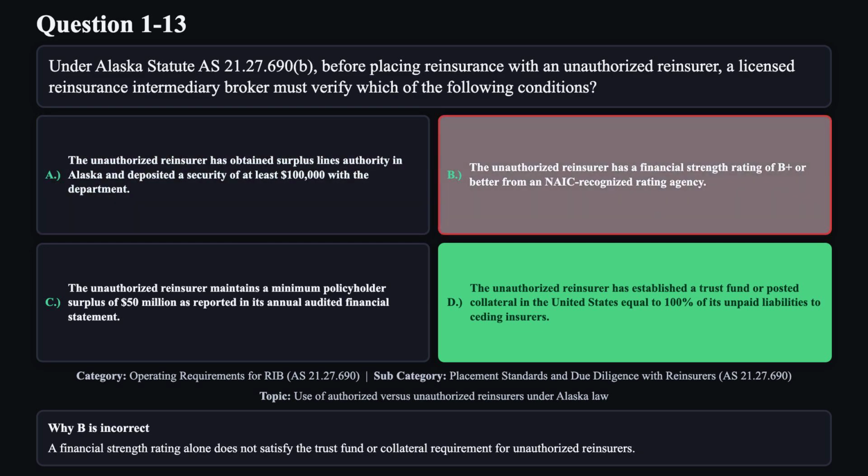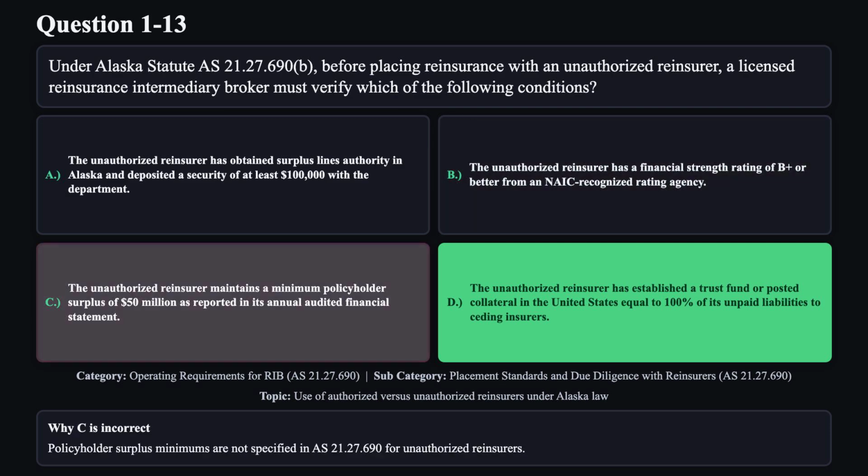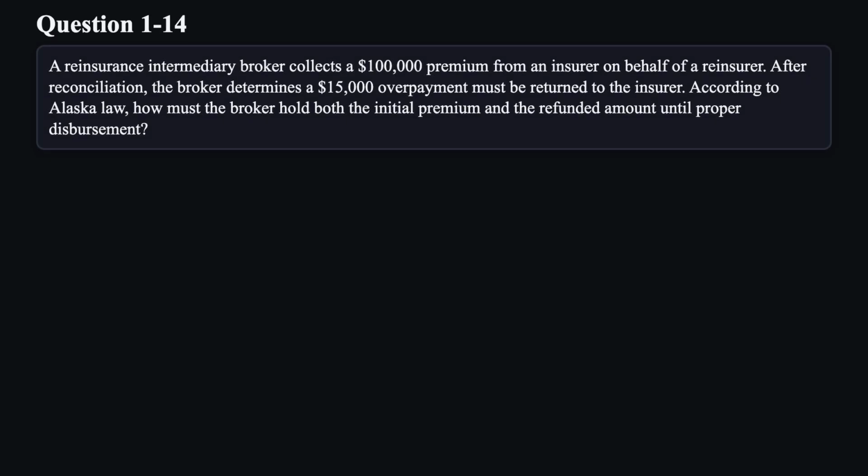Reason B is not correct. A financial strength rating alone does not satisfy the trust fund or collateral requirement for unauthorized reinsurers. Reason C is not correct. Policyholder surplus minimums are not specified in AS 21.27 for unauthorized reinsurers.